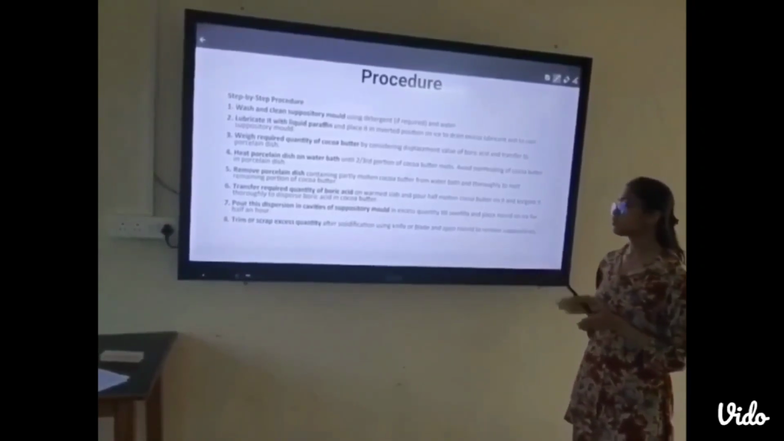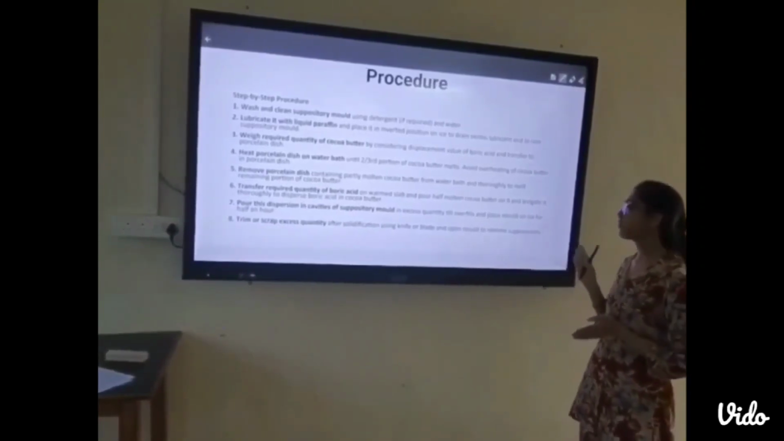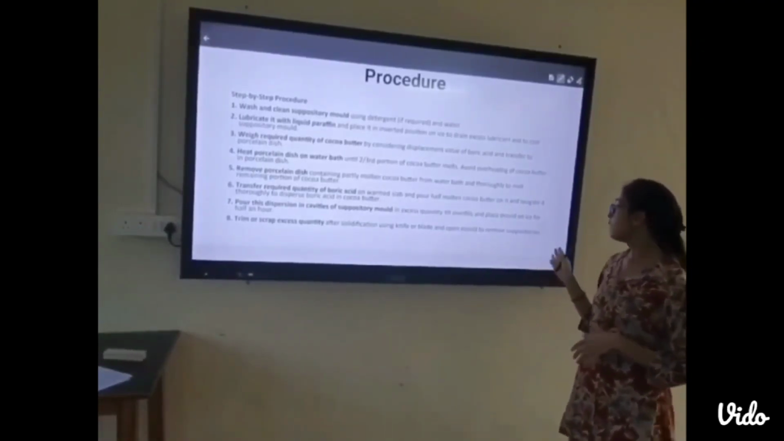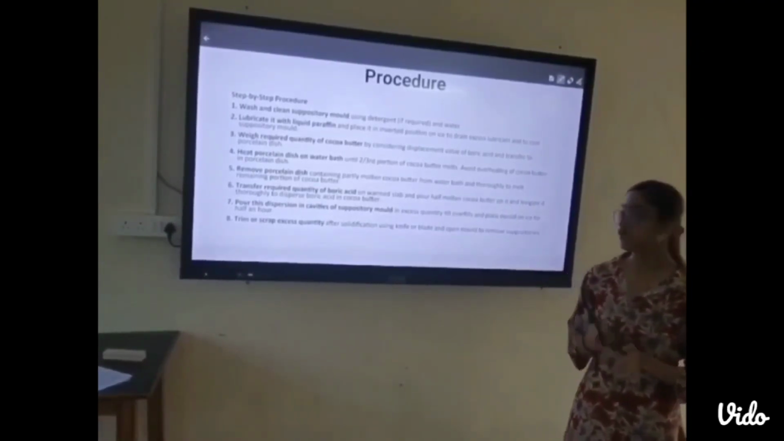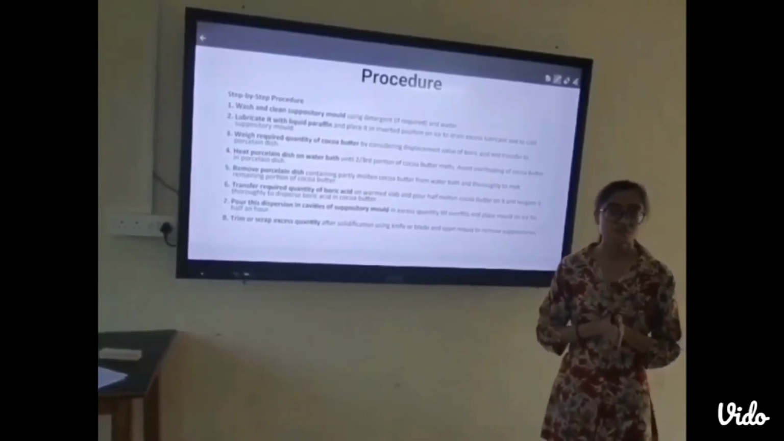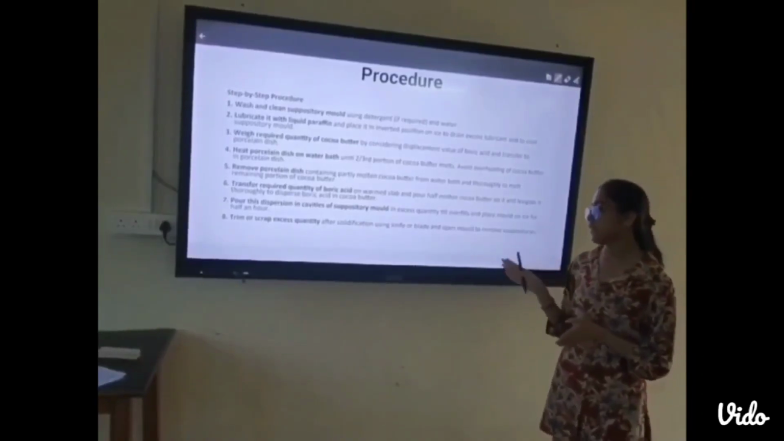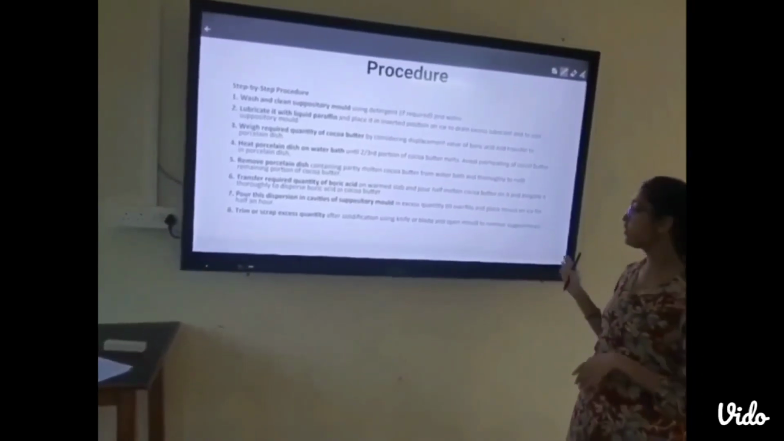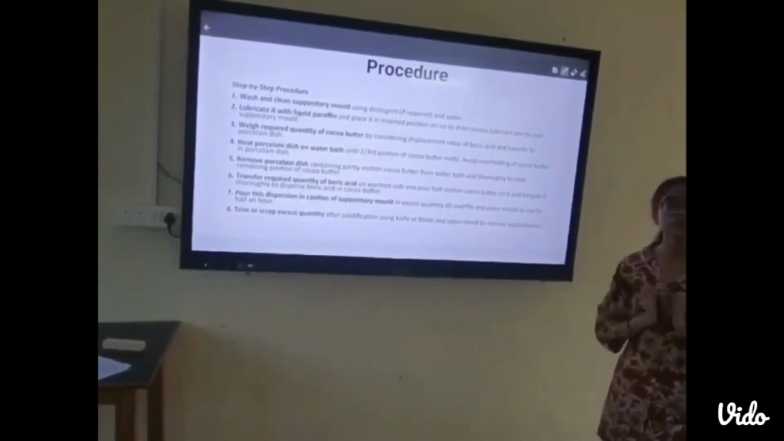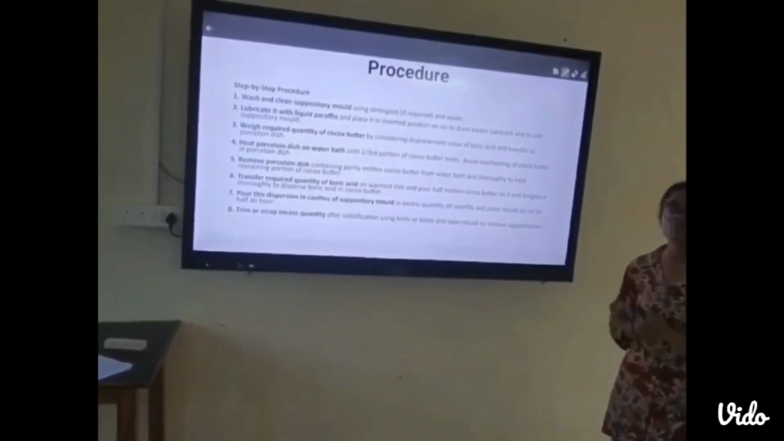Now we will pour this dispersion into the cavities of the suppository mold in excess quantity till it gets overfilled, and we will place the mold on ice for at least half an hour. After half an hour, we will remove the mold from the ice, scrape the excess after solidification using a knife or blade, and open the mold to remove the suppositories.